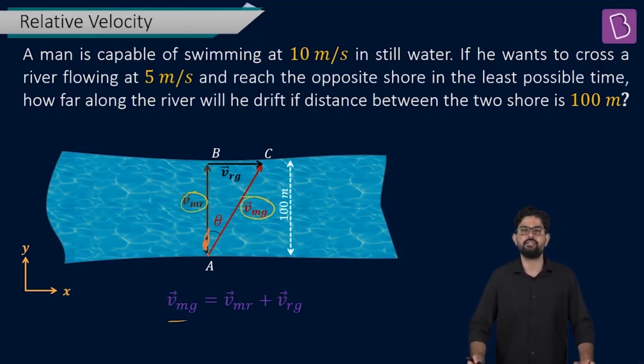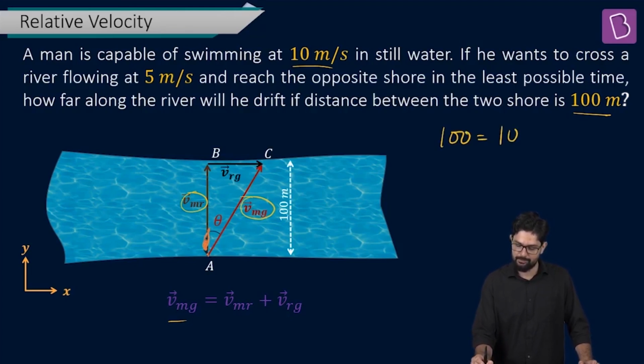Now, first let's find out the time taken by this man to cross the river. And we will do this by going into the frame of the river. So if you observe from the river's frame of reference, then the displacement that the man has to travel is 100 meter. And the velocity of this man with respect to the river is 10 meter per second. So the displacement will be equal to the speed of this man with respect to the river into the time taken. And from here you will get the value of time as 10 seconds.